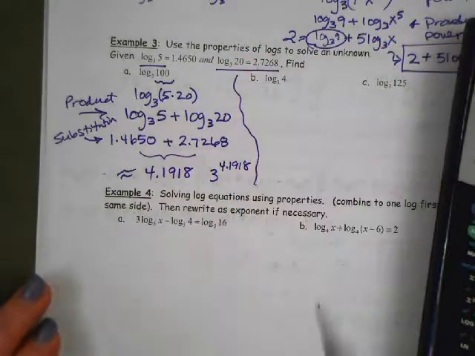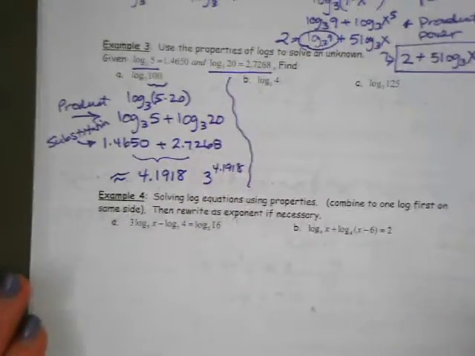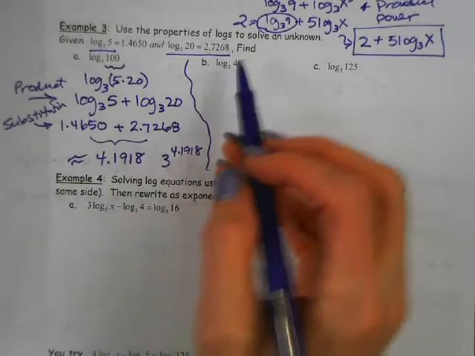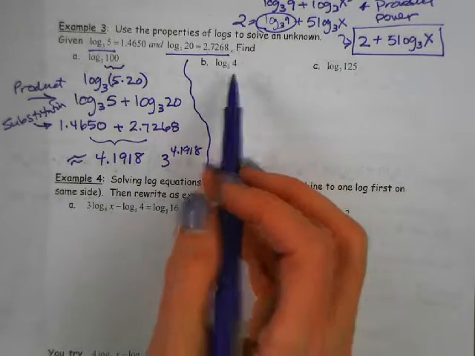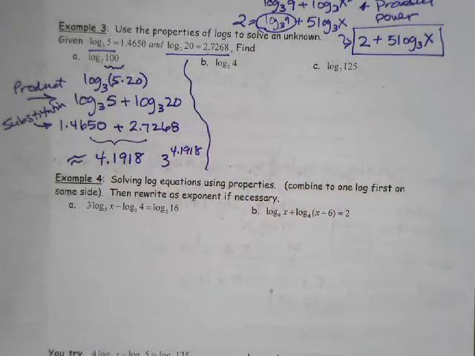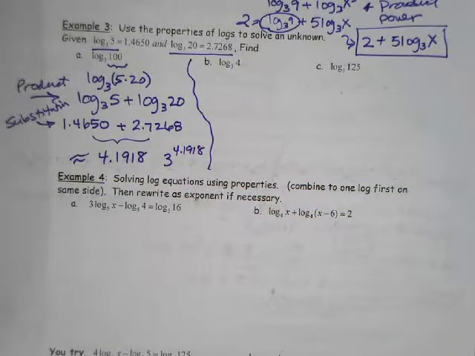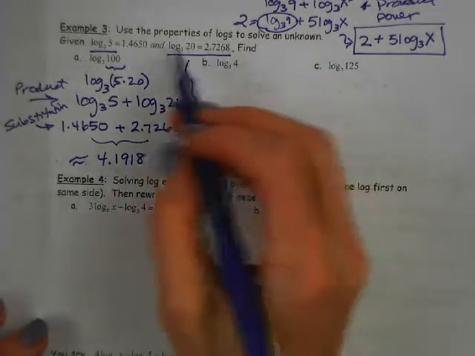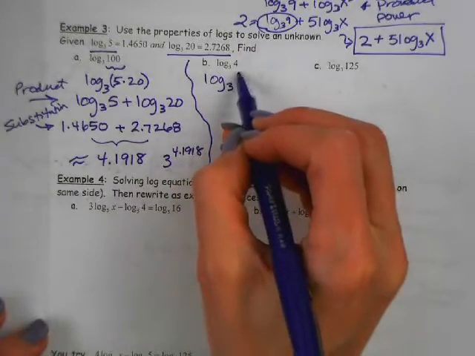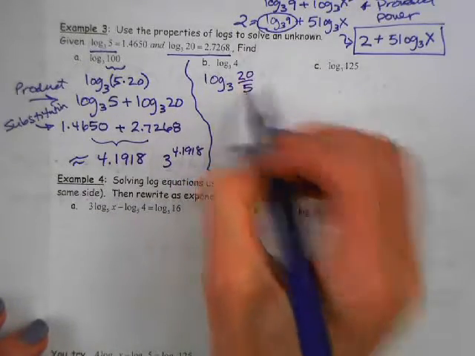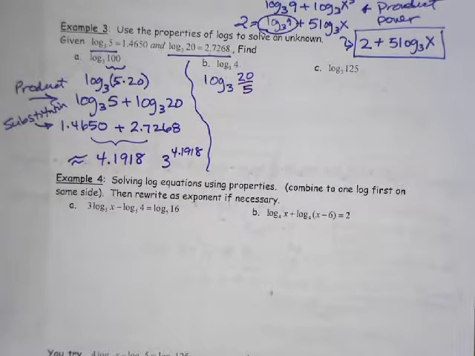Alright. So, you have B here, log base 3 of 4. You need to find a way to make 4 out of 20 and or 5. Yeah, 20 divided by 5, right? So I can take 4 and rewrite it as 20 divided by 5. So I have log base 3 of 20 divided by 5. Okay? So what rule would I use?